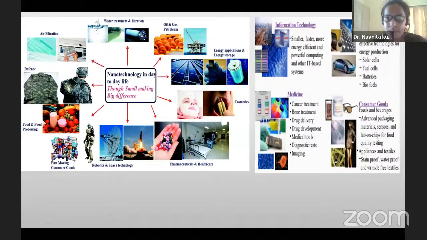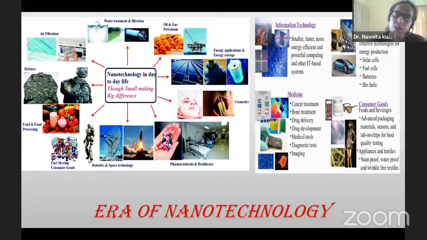I already noticed that many speakers in yesterday's and today's webinar have talked regarding drug delivery, energy harvesting, information technology, and medical treatment. This is the era of nanotechnology. But when we move towards nanotechnology, the first thing is to choose the size and shape of the particles, which must be at the nano level.